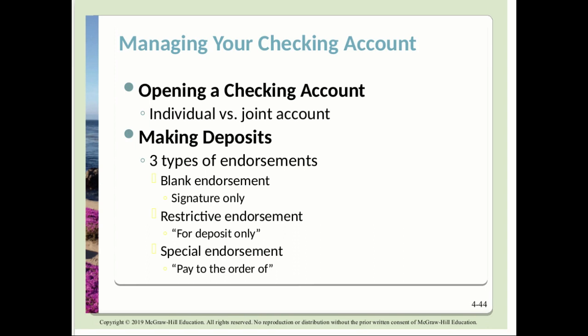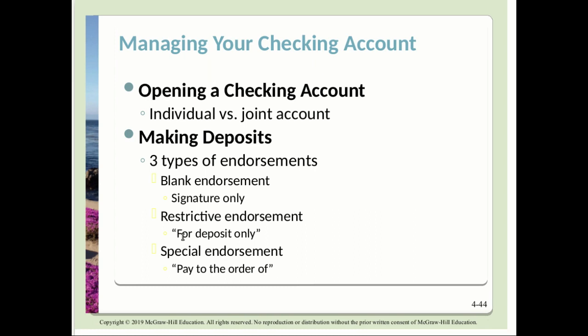So when you want to think about opening a checking account, be thinking about, are you doing this as an individual or are you doing it as a joint account? Maybe you're a couple, you're married, things like this. And there are different types of endorsements when you make deposits. When you get a check and you're going to deposit, you sign it on the back with your signature only. That's a blank endorsement. A restrictive endorsement says for deposit only.